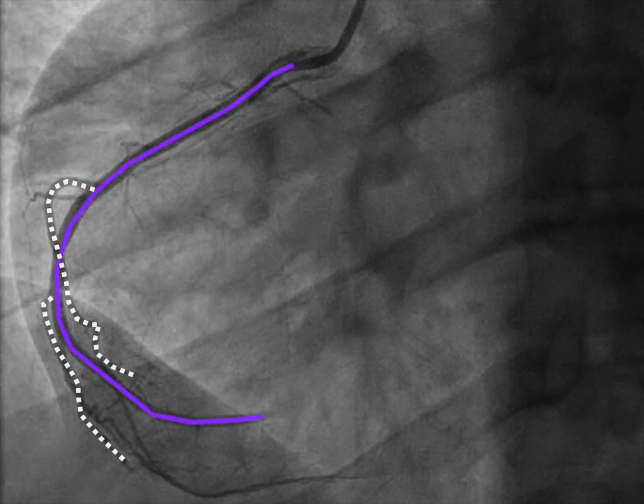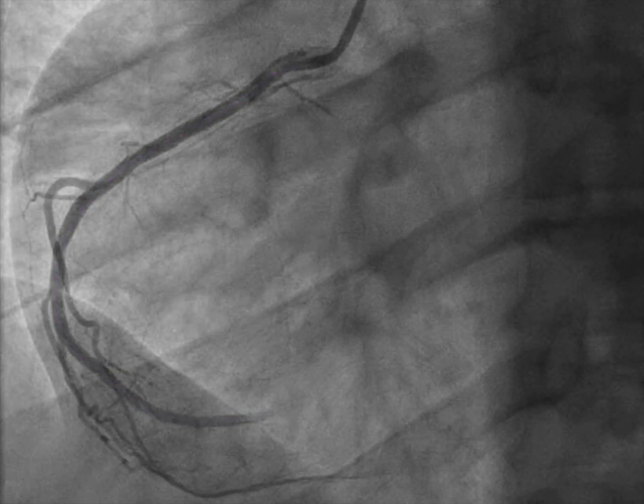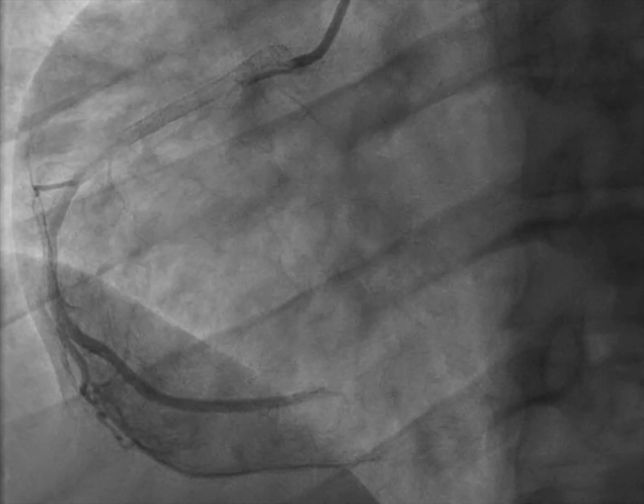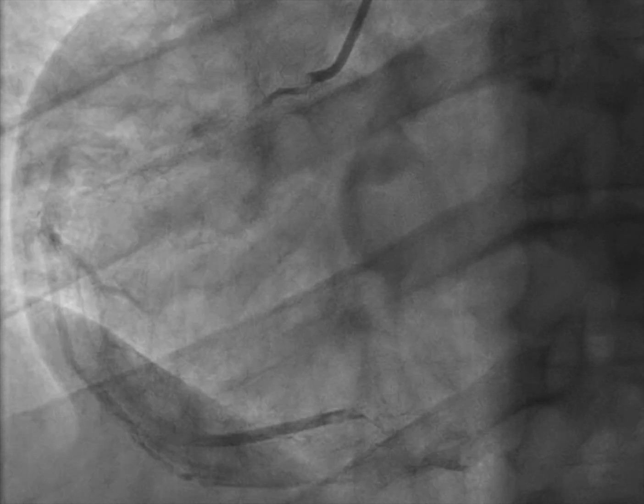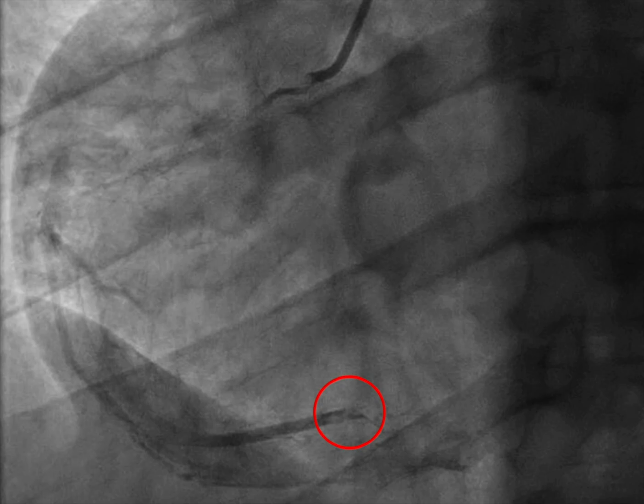So just using my normal colors here, the purple represents the RCA proper, and then those dotted white lines are the RV marginal branches. You can see that there's not really any branching here. We were expecting to see a PDA, but it's really slow flow in the body of the RCA. And if I let it play through a little bit further, you can see that actually the vessel cuts off sort of abruptly here. You don't see any branching.